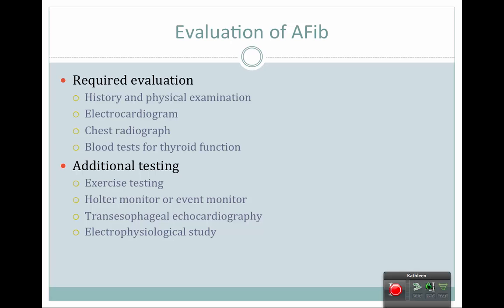Evaluation of AFib requires a history and physical, EKG, chest x-ray, blood tests for thyroid function, and additional testing such as a stress test, Holter monitor or event monitor, transesophageal echo, and EP studies might be required as well.